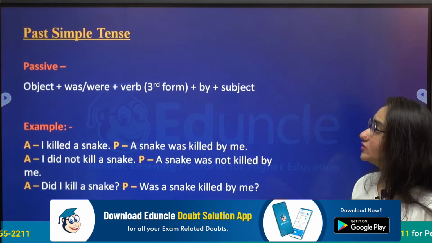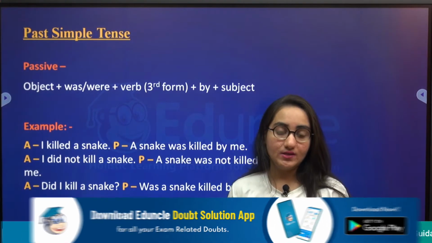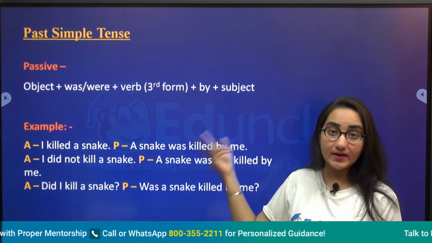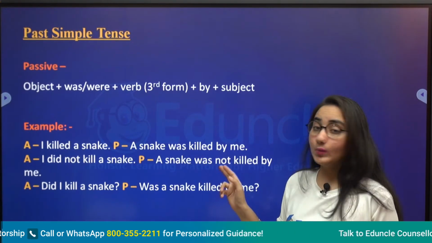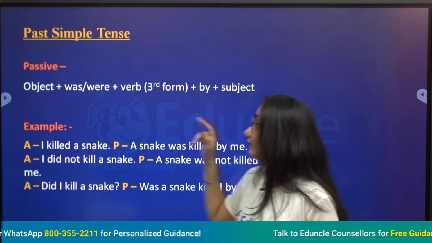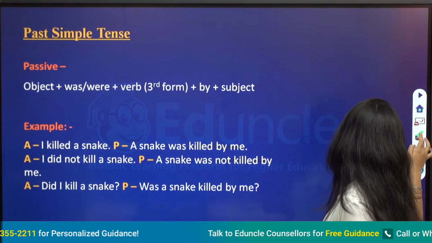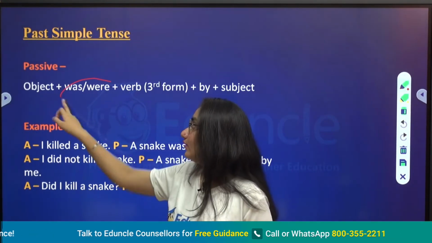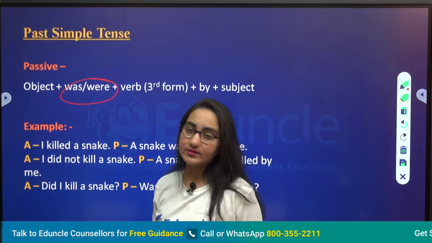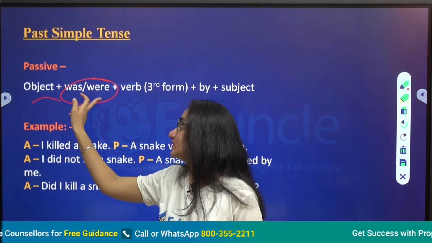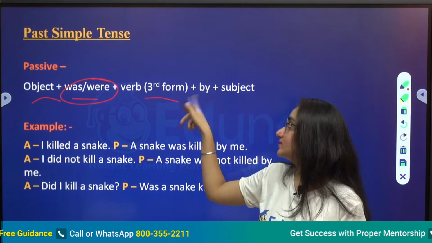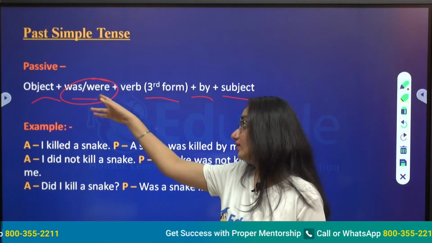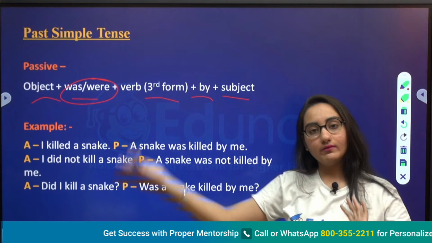Now let's talk about the past simple tense. As we did in the present simple tense, I will be doing in the past simple tense. The difference is where we were writing is, am, are after the object in the present simple tense, here we will be writing was, were. Otherwise the rule remains the same: object plus was/were plus third form of the verb plus by and then the subject. So the only difference is that instead of is, am, are, we will be using was, were.